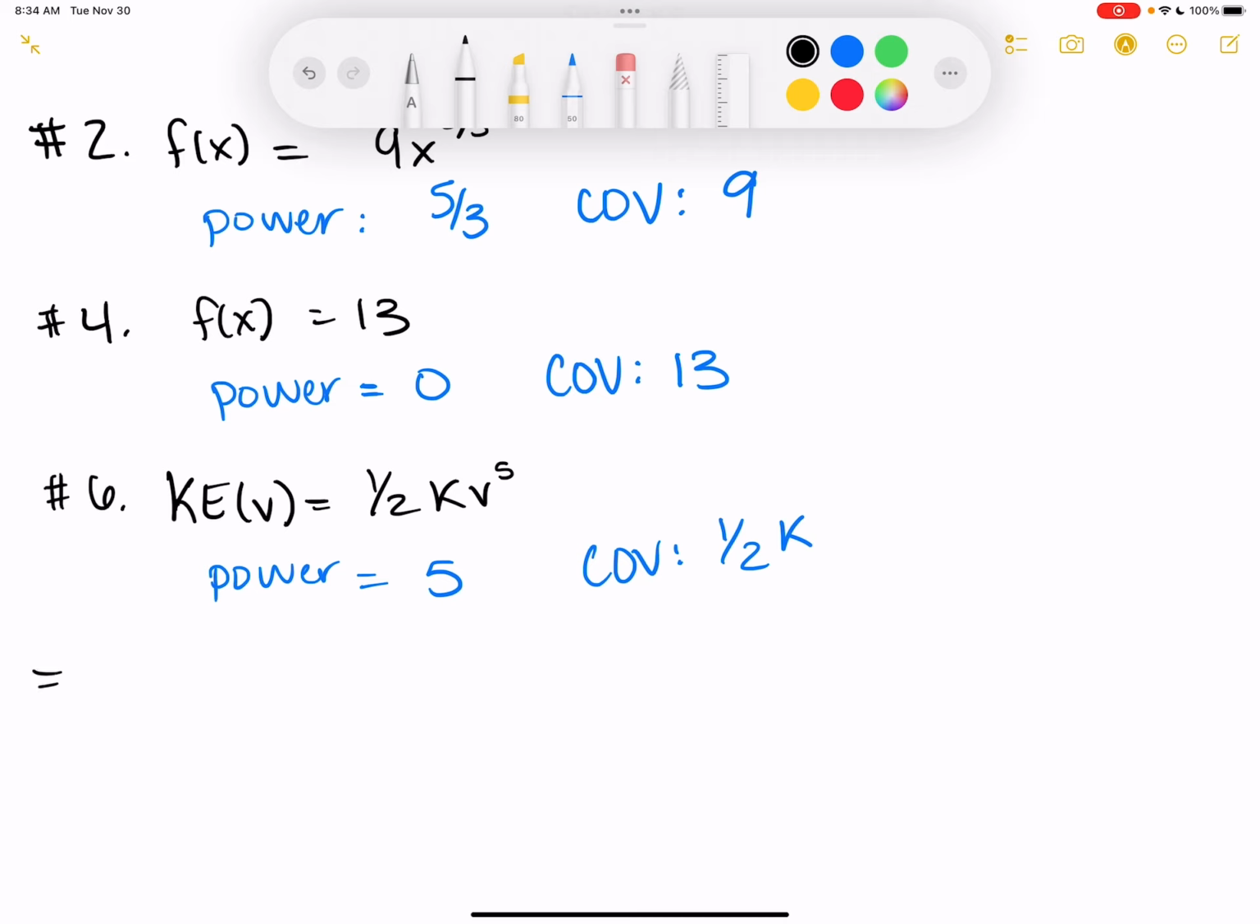All right. 10. F of A is equal to m times A. For those of you that want to know, it's Newton's second law.